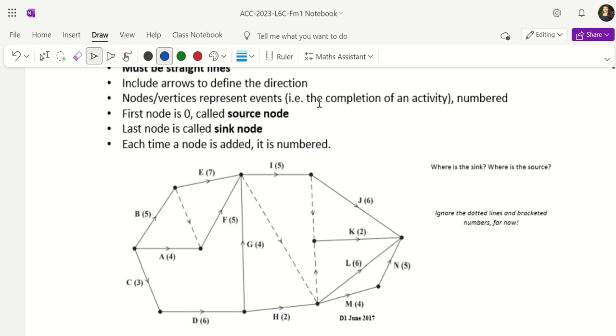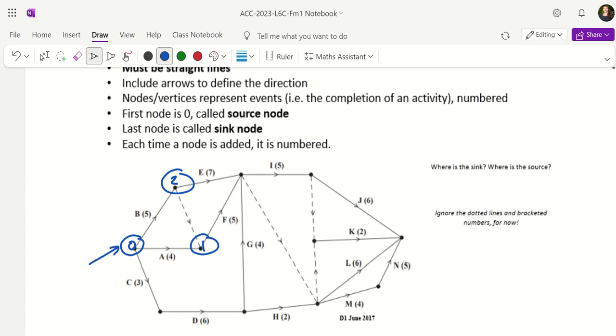Nodes and vertices represent events, like I said, so they represent the completion of an activity, and they're not numbered on this diagram. This diagram comes from an exam paper, so obviously they haven't labelled the nodes, but in the ones we'll be looking at and the ones in the textbook, they are labelled with a number. So say we start at 0, 1 gets completed first, so node 1 would be activity A is completed. Let's call this one 2. Node 2 would be activity B is completed, and so on. So we can number them.